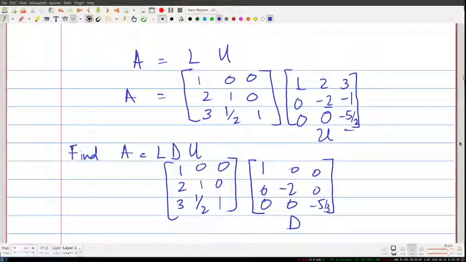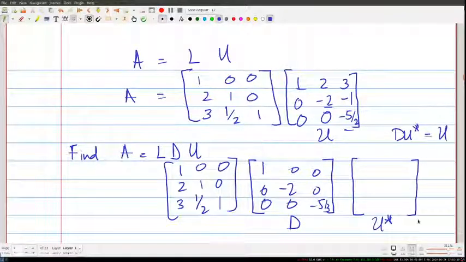That's just matrix D. And to find the new matrix U, remember U is not going to be the same. This is going to be the new matrix U star, built in a way such that D U star should give me U. The way we find U star is to divide each of the rows by the diagonal entries. So the first row is divided by 1, so that's just 1 2 3. The second row of U is divided by minus 2, so it's 0, minus 2 divided by minus 2 is 1, minus 1 divided by minus 2 is half.